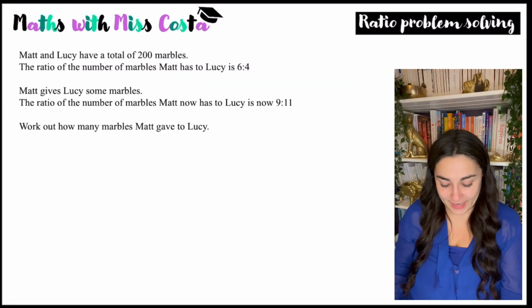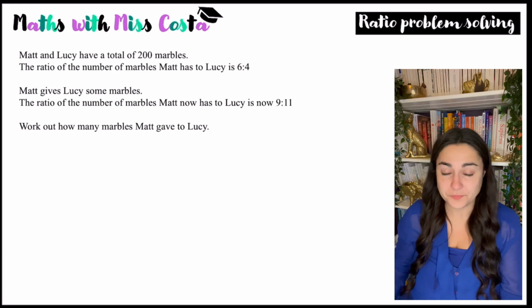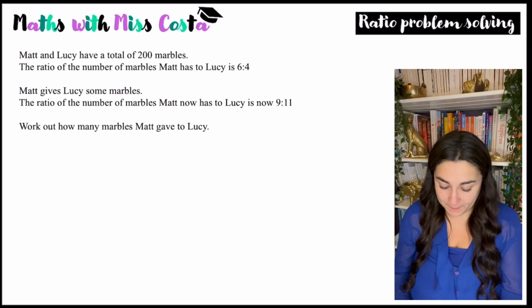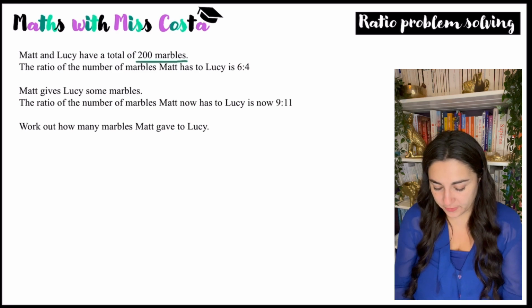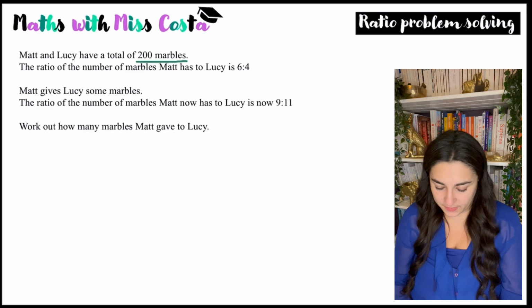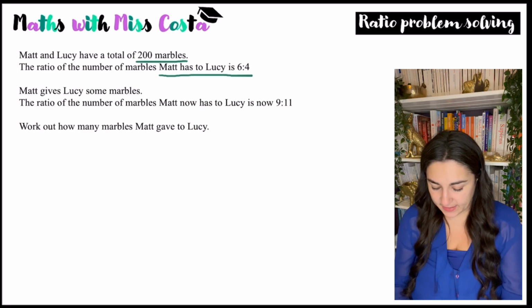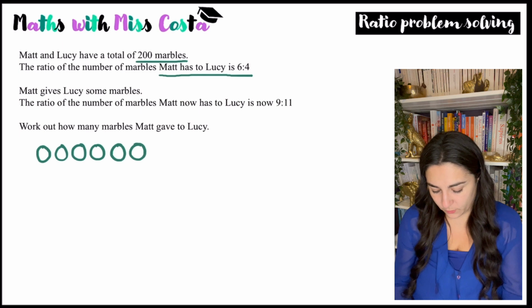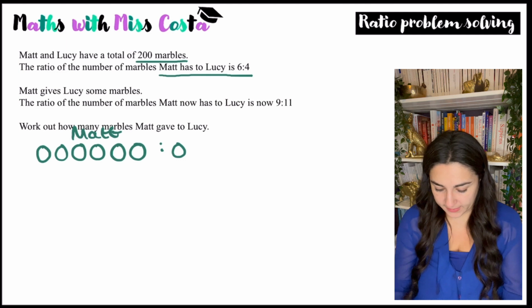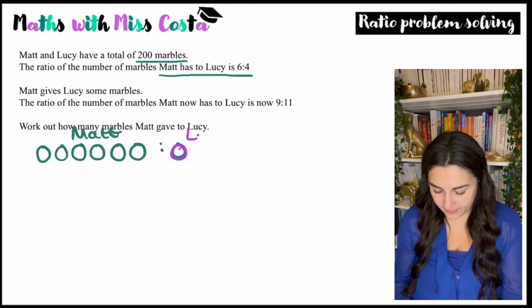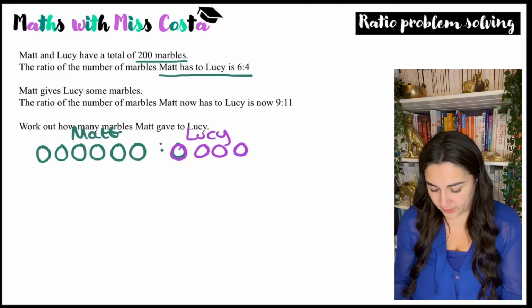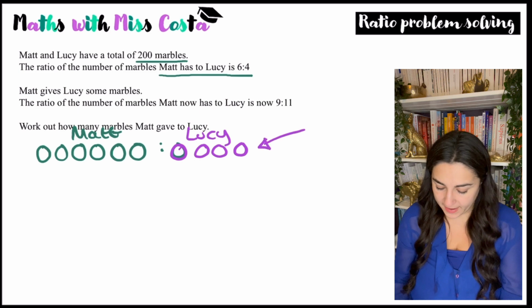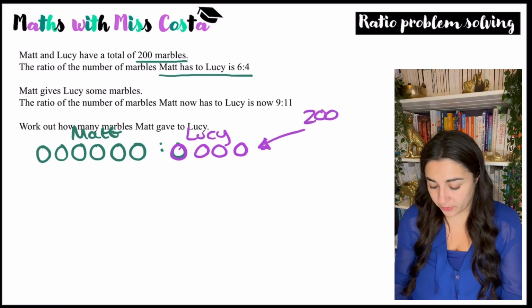Okay, so here I've got a ratio problem solving. Matt and Lucy have a total of 200 marbles. The ratio of the number of marbles Matt has to how many Lucy has is 6 to 4. So it's 1, 2, 3, 4, 5, 6 is what Matt has. And Lucy has 4 parts. So let's do it in a different colour. Lucy is 1, 2, 3, 4 parts, and all of that must sum to 200 marbles.